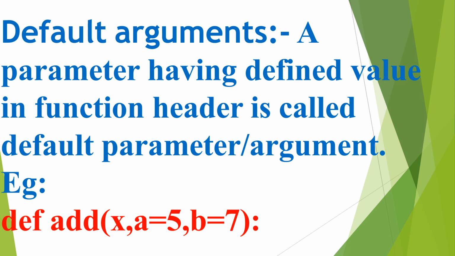Now the next is default arguments. A parameter having a defined value in the function header is called a default parameter or argument. As in the example, this function header is containing three parameters where two parameters have initial values: a equals 5, b equals 7. These two are the default parameters while x is not, because x does not have any initial value.